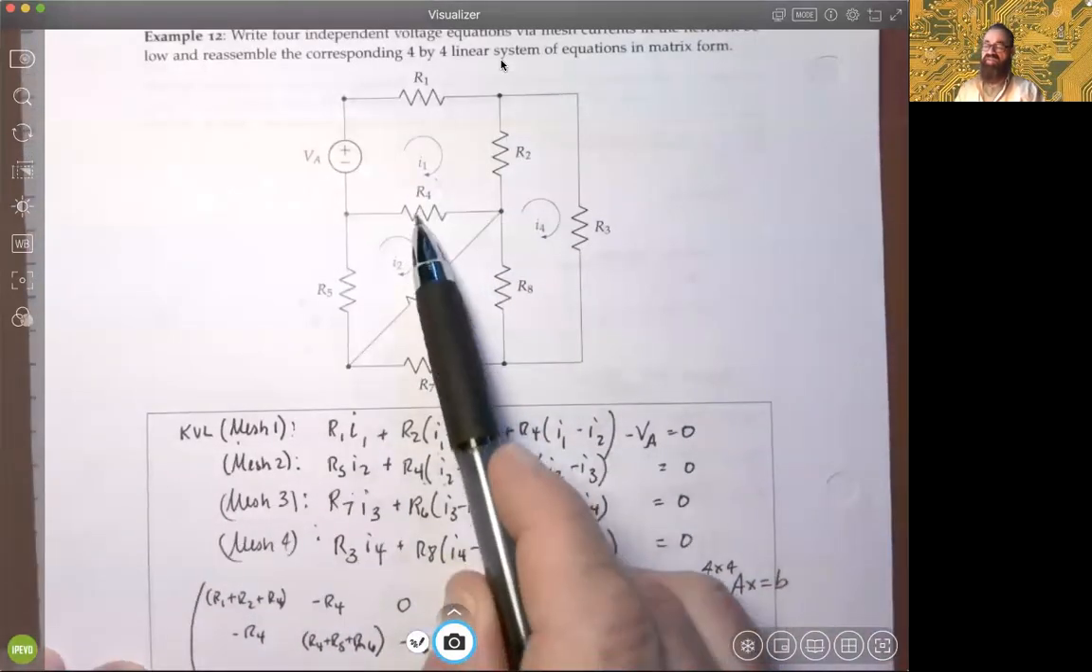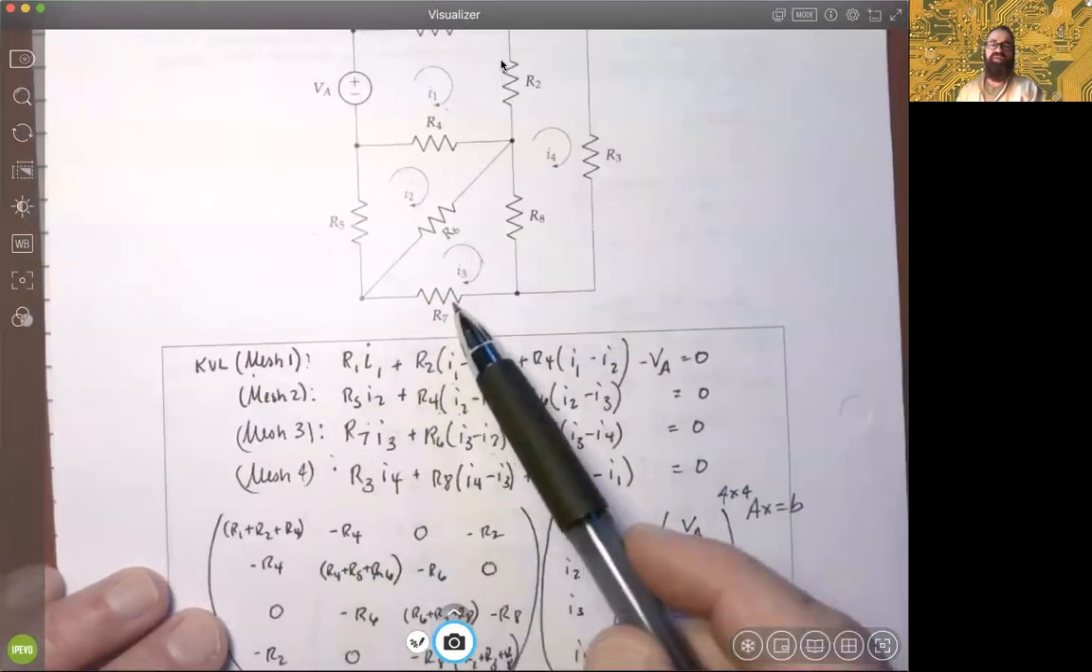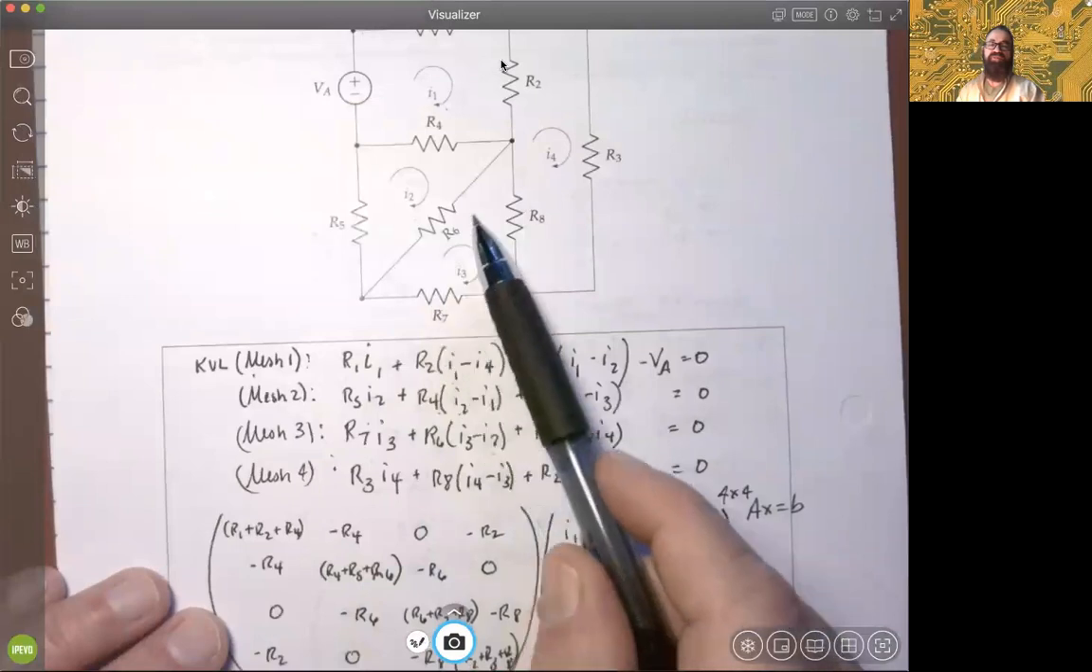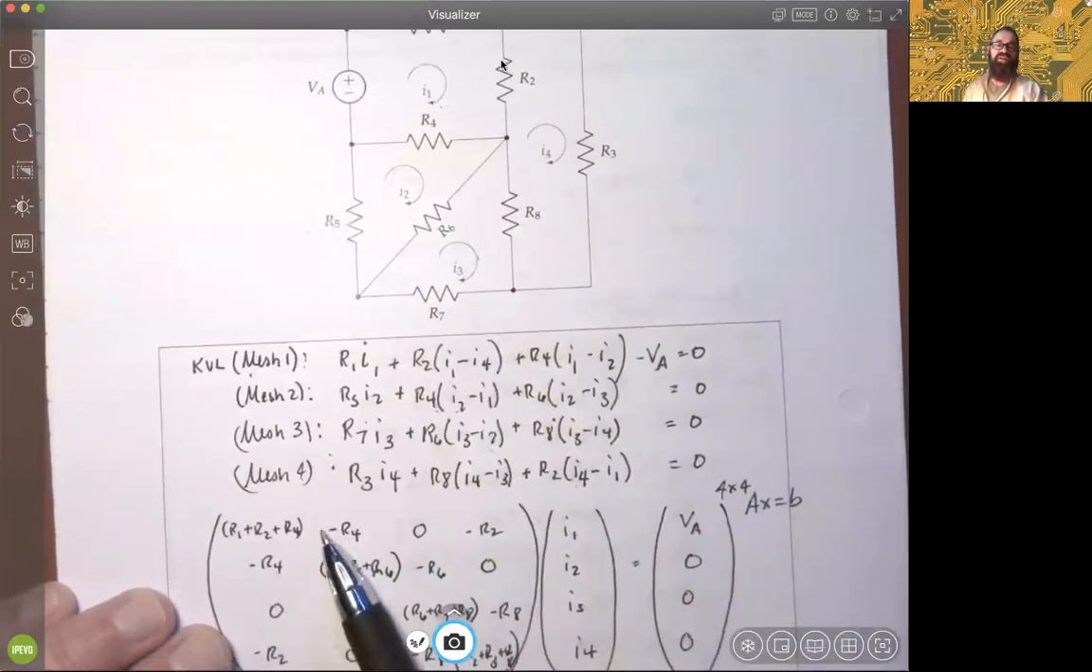That's not surprising. That's exactly the resistances in mesh 2. So in other words, the diagonal element is just indicating the sum of the resistances that are involved in that particular mesh, right? What about the off diagonal elements?